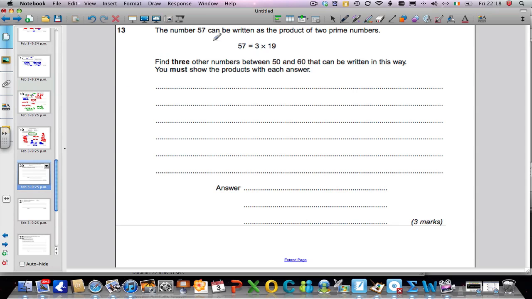Right, so in this question it tells us that the number 57 can be written as a product of two prime numbers. It gives us an example, 57 is 3 times 19, and we're asked to find 3 more examples between 50 and 60 that can be written as a product of primes. Now, after some trial and error, I've discovered that 51 is equal to 3 times 17. Both 3 and 17 are prime numbers. 55 is 5 times 11. Both are prime numbers. And 58 can be written as 2 times 29.